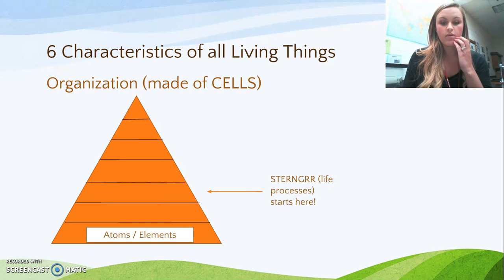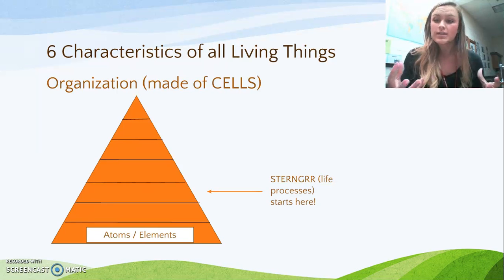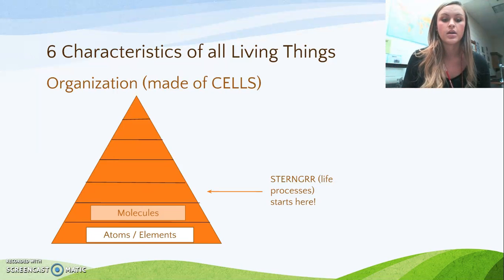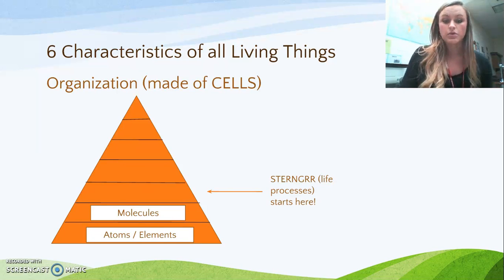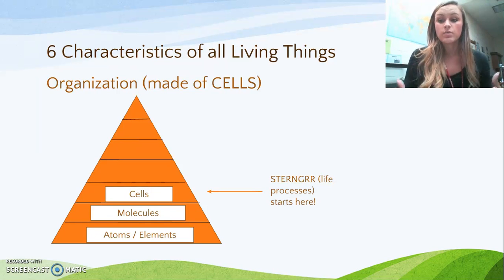We think of going from our most basic things, so our atoms, our elements, all of those little things that make us up, our oxygen, our hydrogen, our carbon. Then we start to combine all of those into molecules, and molecules are our next step up before we start to get to where those actual life processes start. And that's where we get our cells.